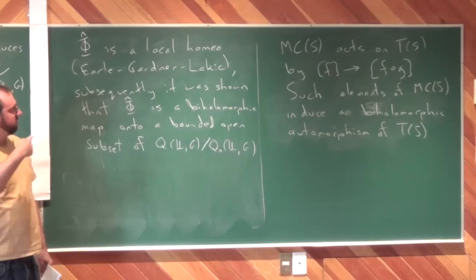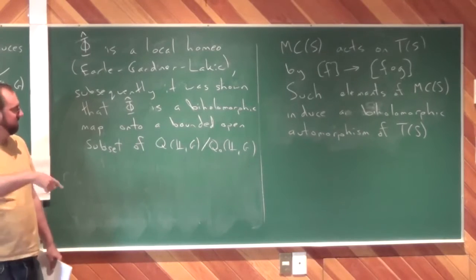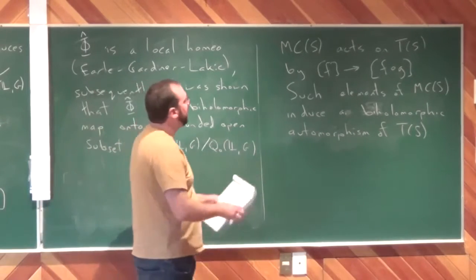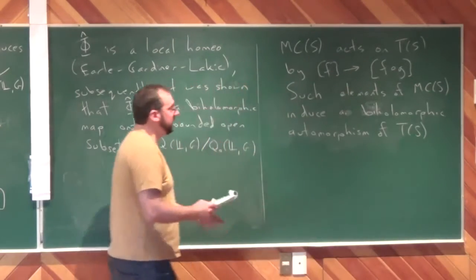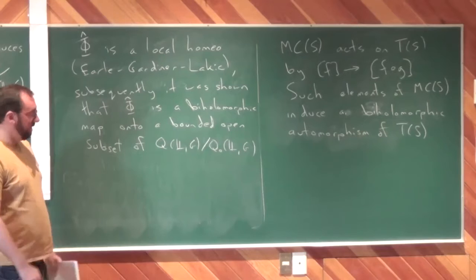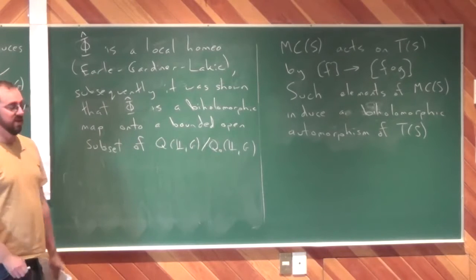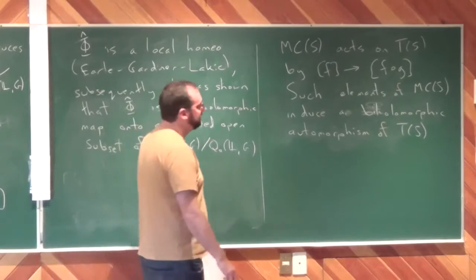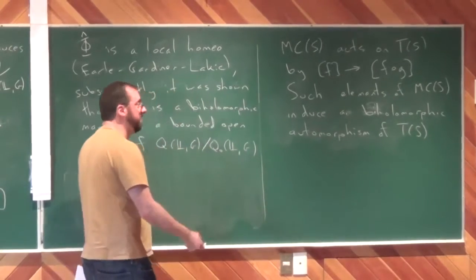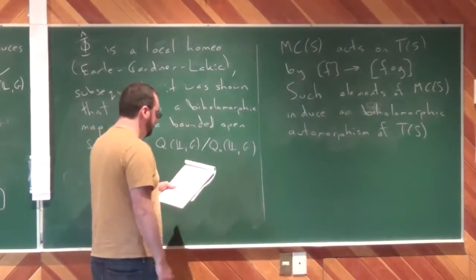So you start with a mapping class in S, that's a map from S to itself, and then that induces a map on Teichmüller space just given by composition. And it turns out that this is a biholomorphic map on Teichmüller space, and the question is, are these the only biholomorphic automorphisms of Teichmüller space that you get?